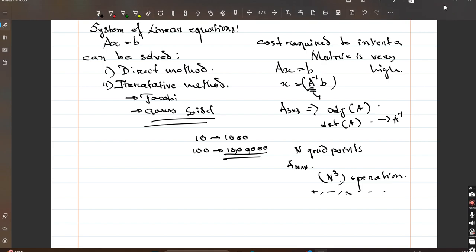Okay. Now we'll go through briefly how this Gauss-Seidel and the Jacobi method works.